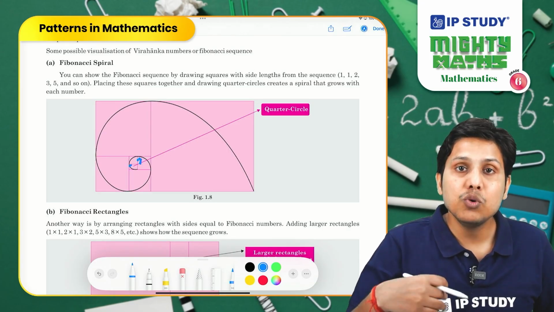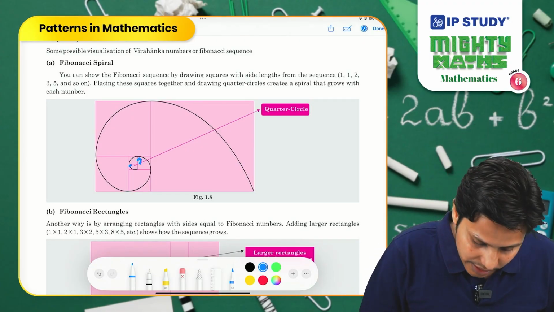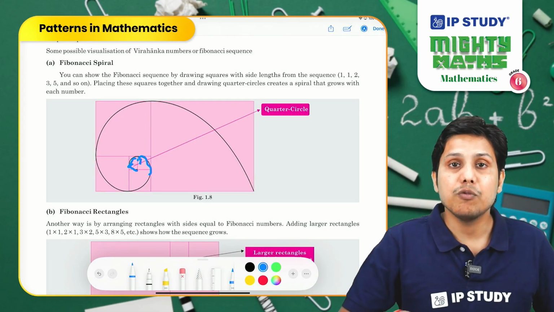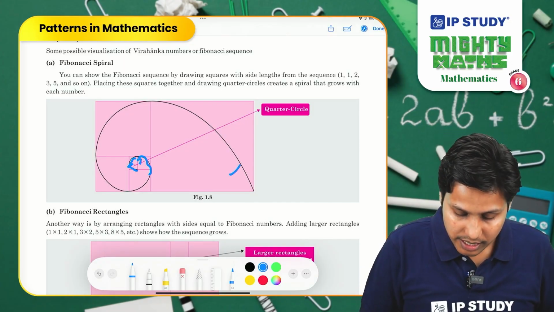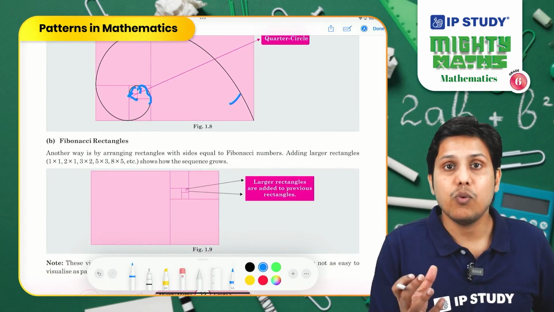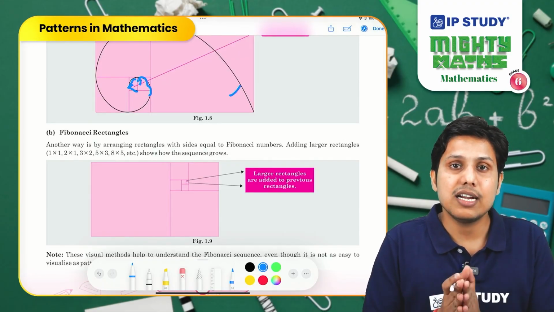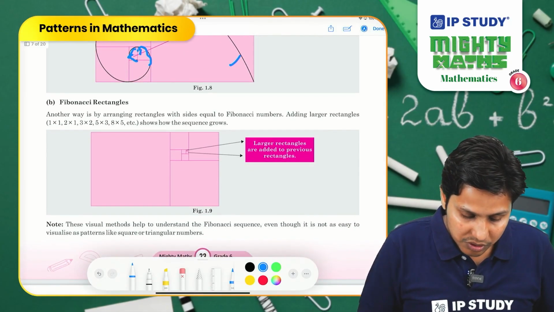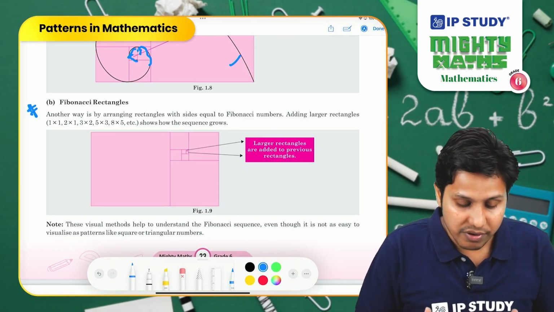And every time a new square is formed, a quarter circle is made out of it to form a spiral like this. So the first quarter circle is here, then the second is here, then the third is here, and similarly, if all the quarter circles are arranged, they form a spiral-shaped figure like this. Now, in the first case, the Fibonacci spiral, we used squares. The Fibonacci rectangles are quite similar to this, and here is your second task. You have to identify how we are representing them visually. So this is your second task: identify what is happening in the visual representation of Fibonacci rectangles.